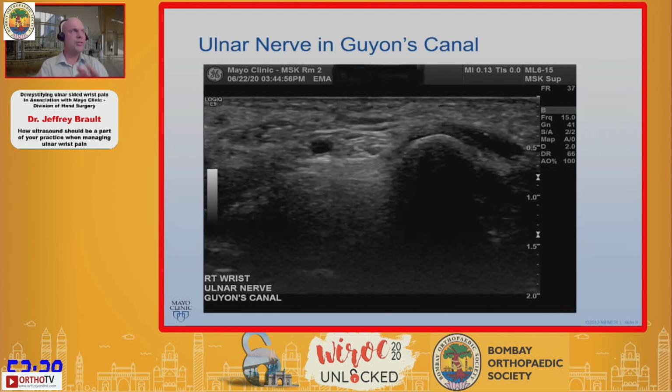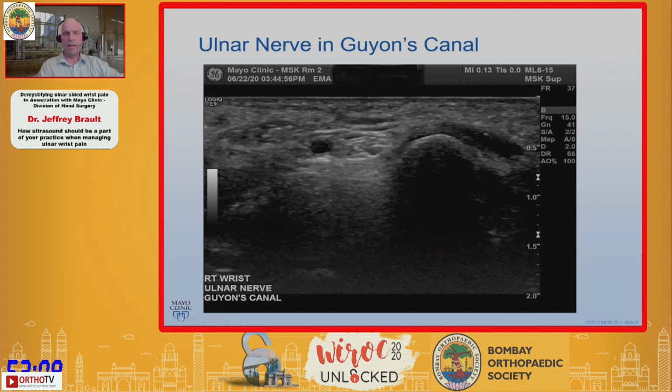But what I wanted to show you here is we can actually identify different structures. This is Guyon's canal. And here we can see the hypoechoic ulnar artery right next to the ulnar nerve within Guyon's canal. And we can sequentially look at different levels of the nerve to identify if there's any enlargement or swelling that could be compatible with compression or neuropathy.